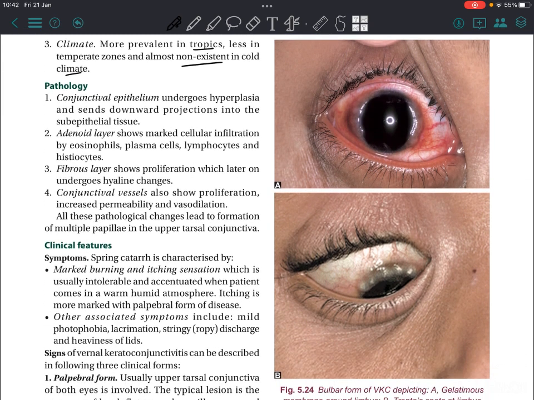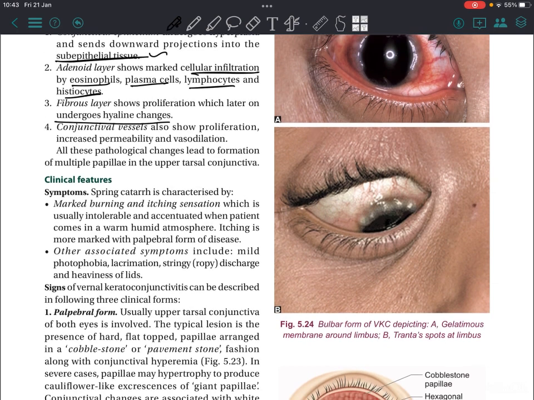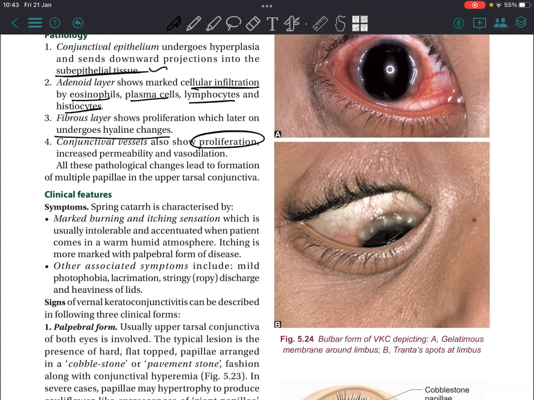Pathology: the conjunctival epithelium undergoes hyperplasia and sends downward projections into the subepithelial tissue. The adenoid layer shows marked cellular infiltration by eosinophils, plasma cells, lymphocytes, and histiocytes. The fibrous layer shows proliferation, which later on undergoes hyaline changes. Conjunctival vessels also show proliferation, increased permeability, and vasodilation.